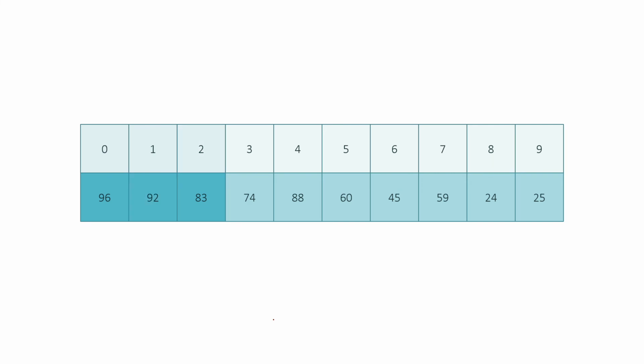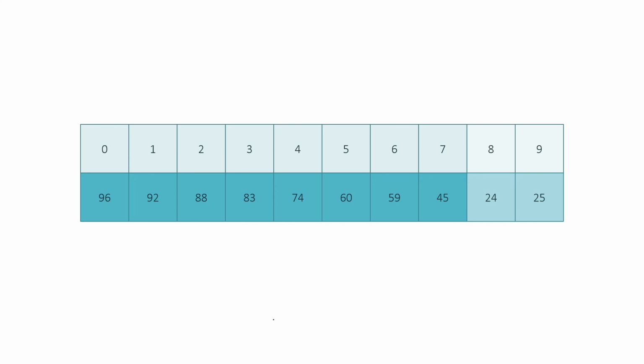74 is not greater than 83, so it is now sorted. 88 is greater than 74 and 83, and it is now sorted. 60 is not greater than 74, so it is now sorted. 45 is also not greater than 60, so it is sorted. 59 is greater than 45, so it swaps places, but it's not greater than 60, so it is now sorted.